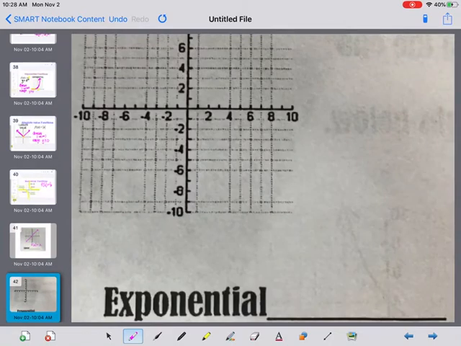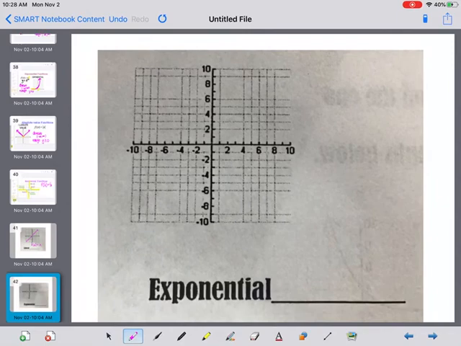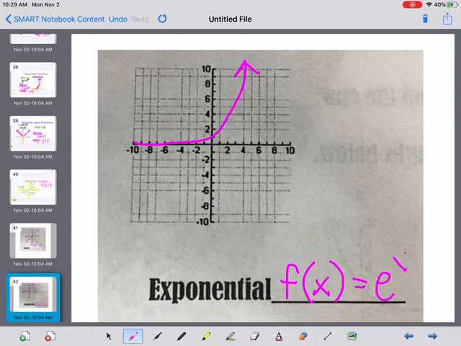We have exponential. What did exponential look like? It started at 0 and then it rises really quickly and passes the 1 and it goes up. And my equation is f of x equals, anybody? E to the power of x. Close. It's going to be an exponent. E to the power of x.